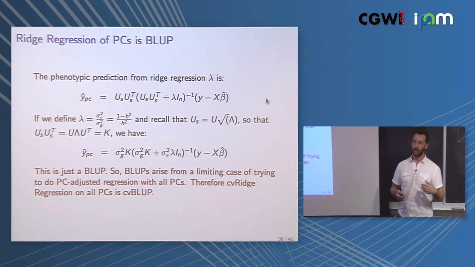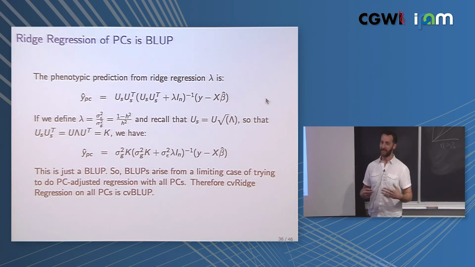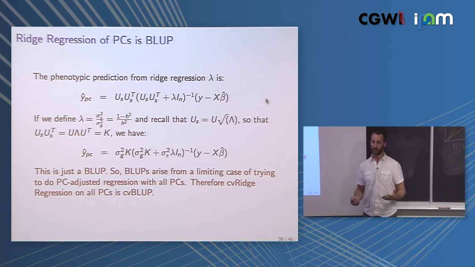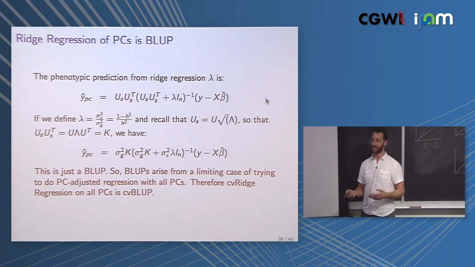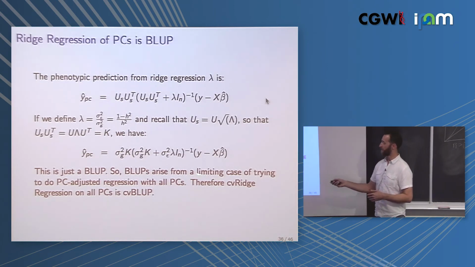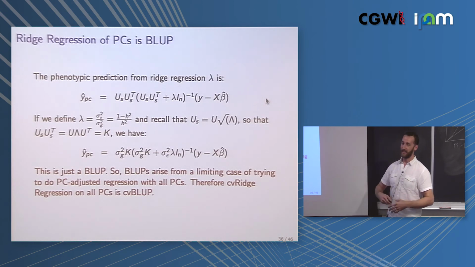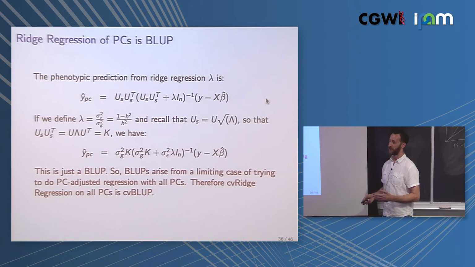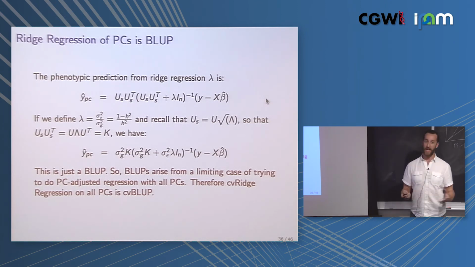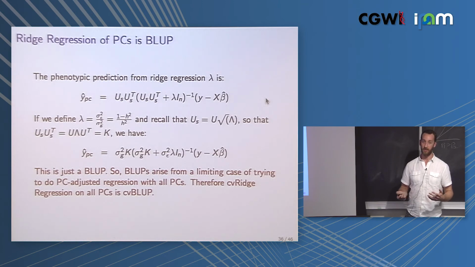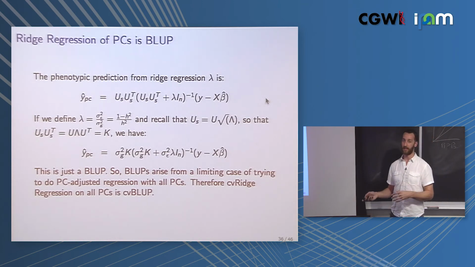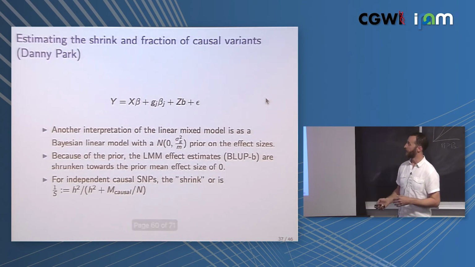And so PCA is ridge regression over the PCs is BLUP, and if we do this cross-validated, then we've done out-of-sample, basically ridge regression over all of the PCs. So it's a way for you to effectively choose which PCs you want to put in your model when you're running a linear mixed model through ridge regression.